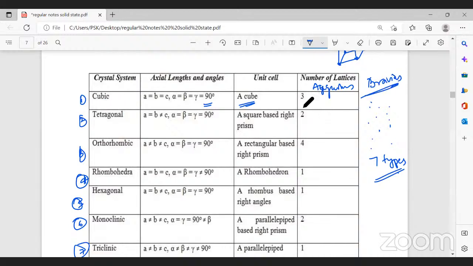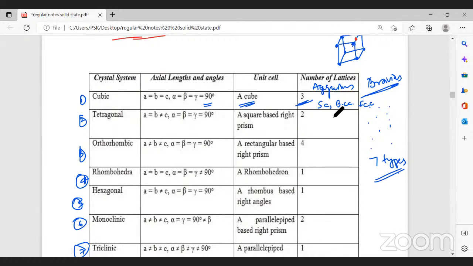A simple cube has 3 Bravais lattices. What are the 3 Bravais lattices? A cubic system has them. It has simple cube. Another one is body-centered cubic lattice. The third one is face-centered. You understood what is a simple cube, what is body-centered cube, and also what is face-centered cube. So these 3 are called Bravais lattices. In the next slide we will be learning about Bravais lattices in detail, possibly.